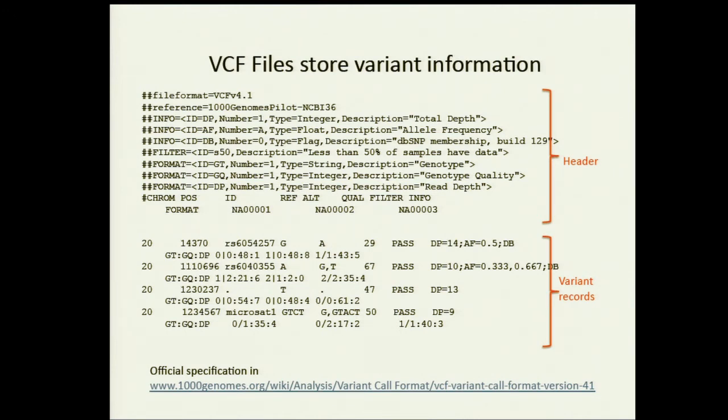And I'll stop there and I'll show you an example. So this first mutation occurs on chromosome 20 at position 14370. It's in dbSNP, and this is the dbSNP ID. This one here has no dbSNP ID, which means it's not a dbSNP. The reference base is a G, and the alternate allele is an A. So this is a G to A SNP.